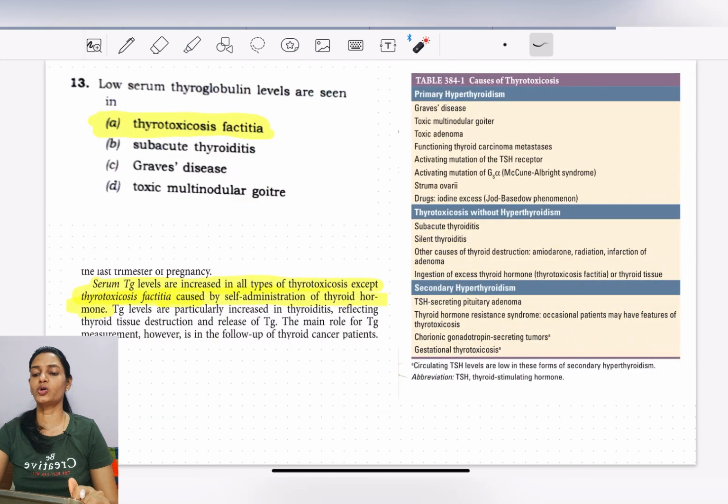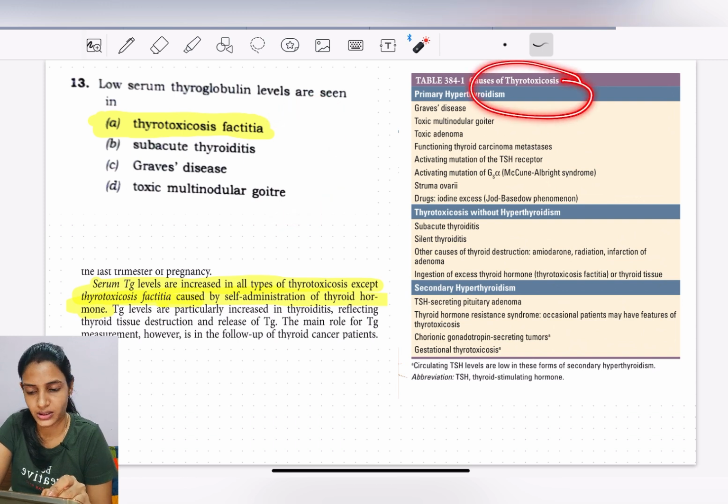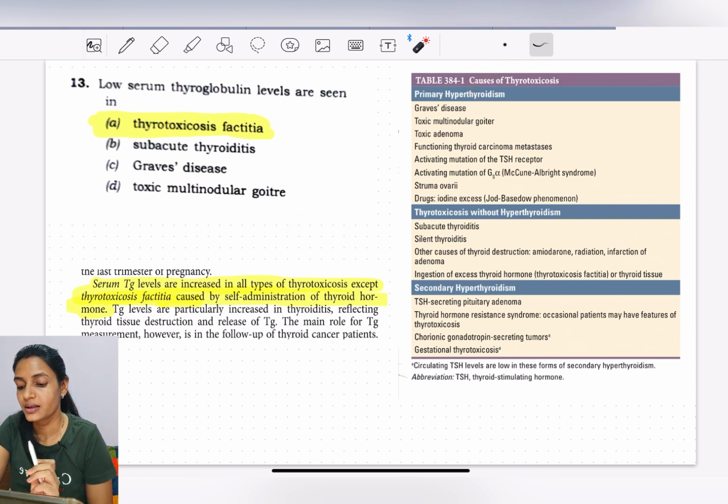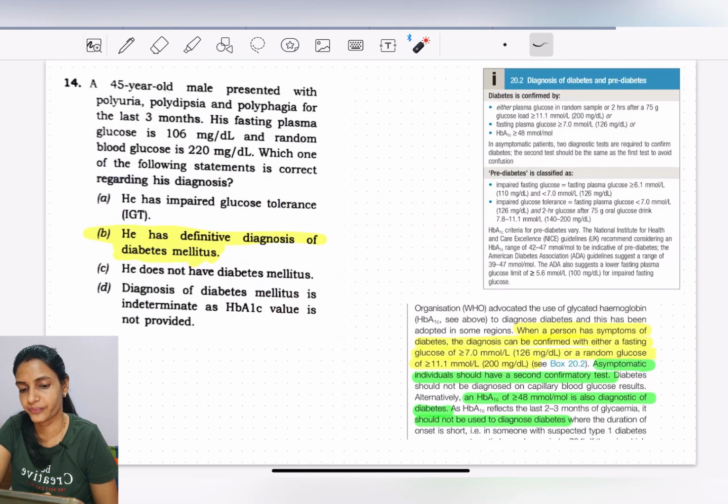They are talking about low serum thyroglobulin level seen in. All these 4 conditions come under the causes of thyrotoxicosis. So you have to remember, serum thyroglobulin is increased in all types of thyrotoxicosis except thyrotoxicosis factitia, which is caused by self administration of thyroid hormone. So the answer for this is thyrotoxicosis factitia.